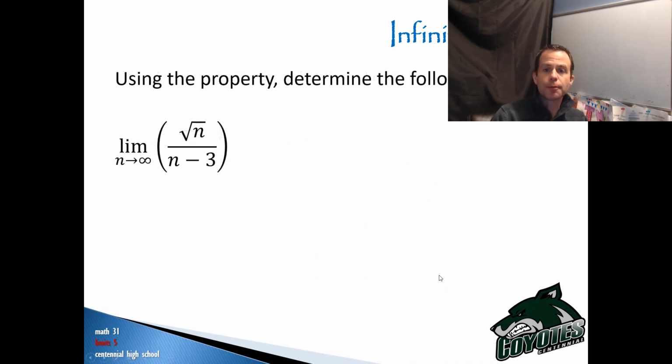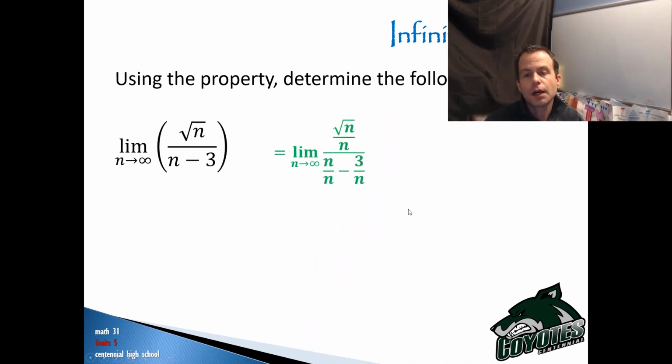All right, using the property, determine the following: the limit of the square root of n over n minus 3 as n approaches infinity. Okay, so the highest degree I see is 1 in the denominator. So I'm going to divide everything by n. And that'll look like this. So now I end up with 0 over 1 minus 0. And that's going to end up being 0 over 1, which is 0.